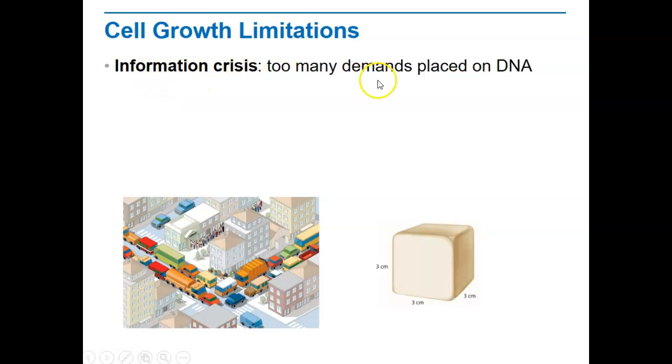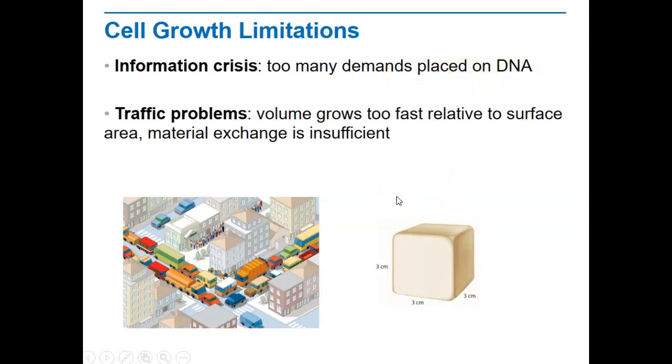If the cell gets really big, the DNA can't keep up with all the things it has to take care of, all the new things it has to build, all the things that break down and need to be fixed. Okay, so bigger cells are just a lot harder to run, just like bigger cities are harder to run.